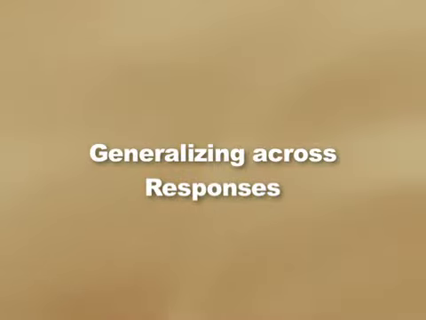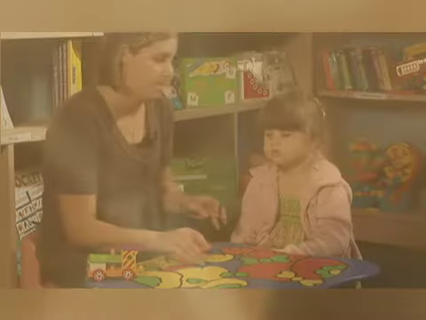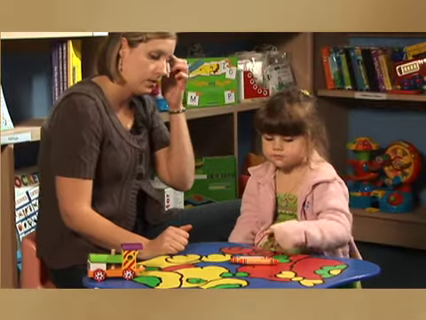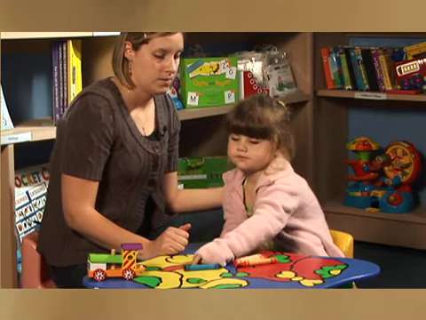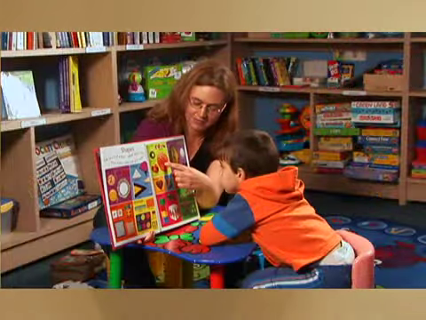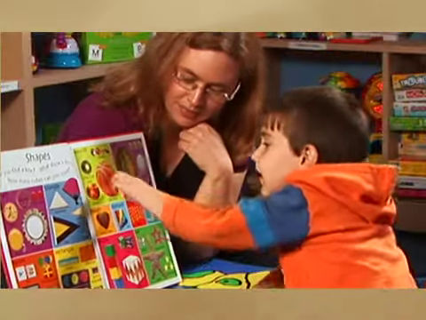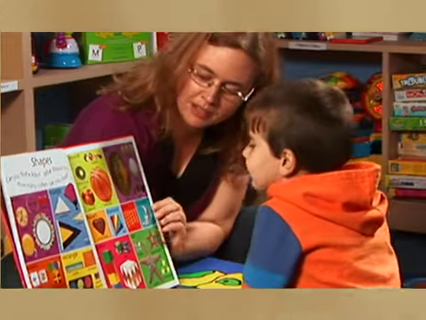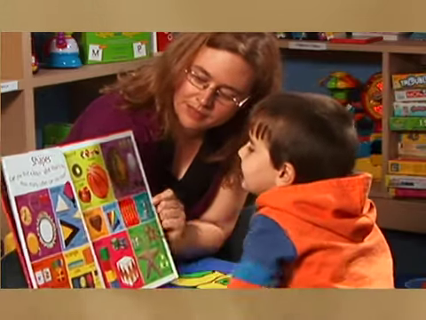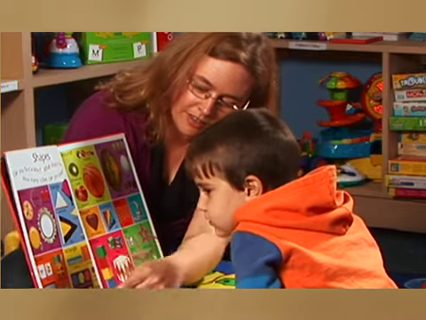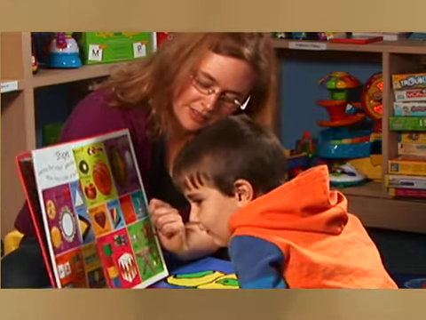Children should be able to work with a variety of materials. For example, they should be able to color with a wide range of crayons, markers, and pencils. Children should also be able to respond to a variety of phrasing. For example, we ultimately want a child to be able to respond correctly to touch red, where's the red one, can you find it, and so on.